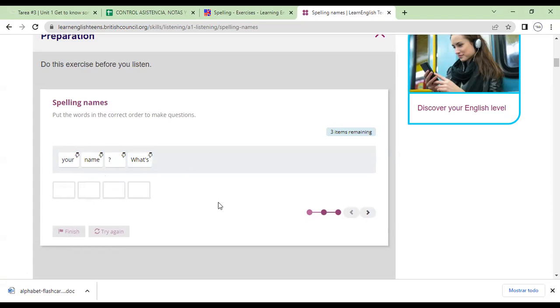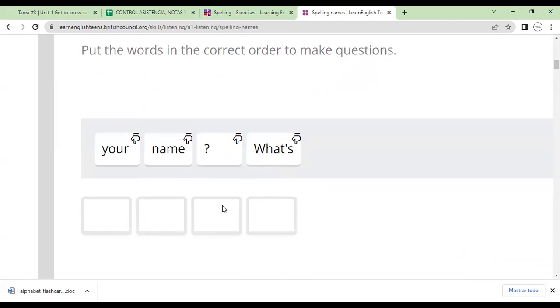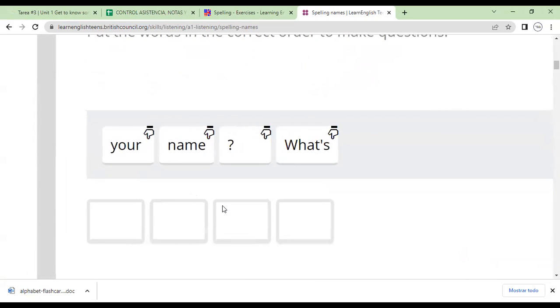How do you form the question there? ¿Qué va primero? Sorry, creo que no miran muy bien. Está muy pequeñita la letra. Now yes, right? Yes. Okay.